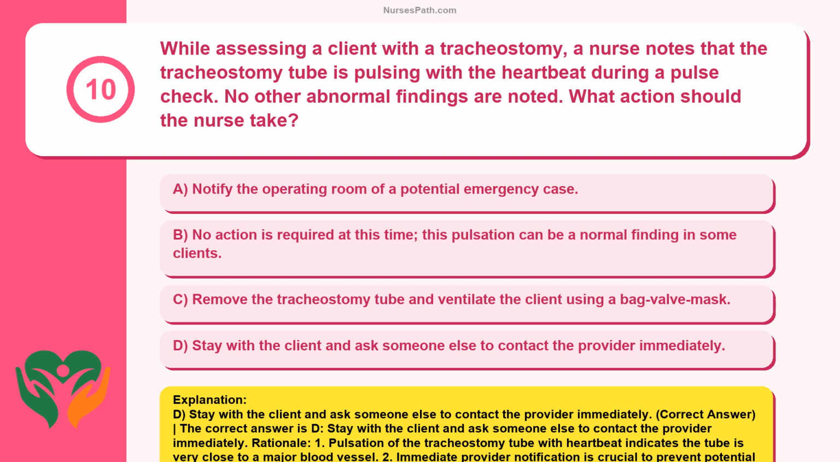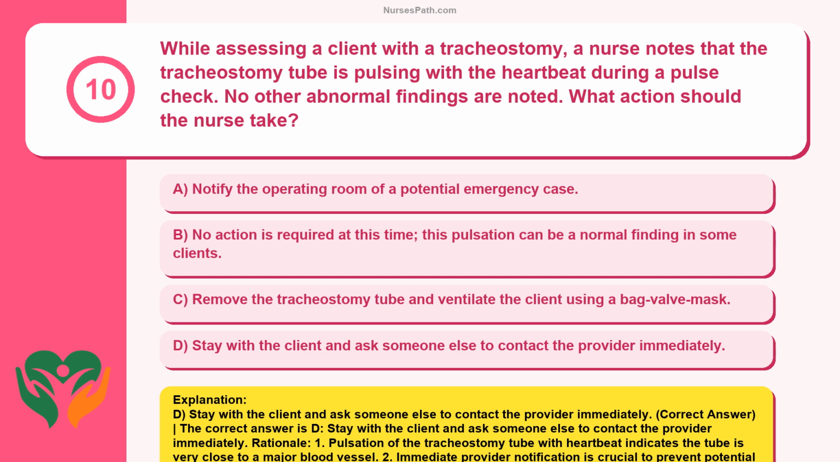D. Stay with the client and ask someone else to contact the provider immediately. Correct answer. The correct answer is D. Stay with the client and ask someone else to contact the provider immediately. Rationale: 1. Pulsation of the tracheostomy tube with the heartbeat indicates the tube is very close to a major blood vessel.